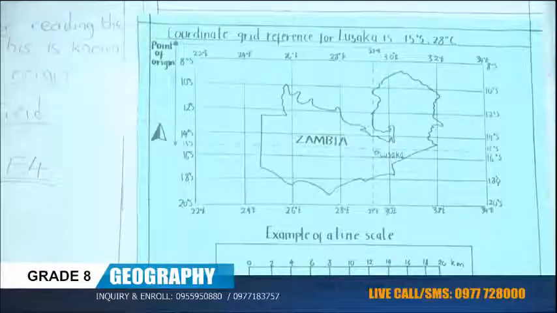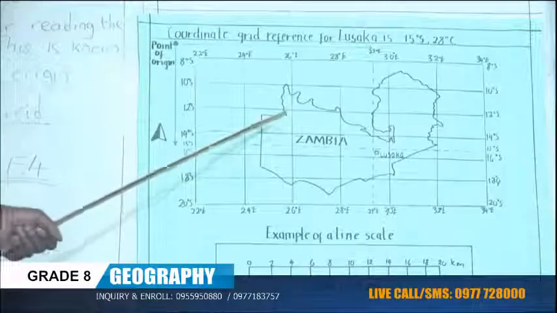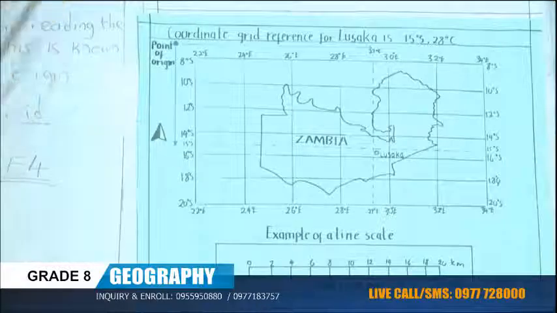Geographic coordinate grid. I'm using capital letters so that all of you learners can fully see how things are written and what I'm explaining. Yes, geographic coordinate grid. Now, this one caters for the whole entire world. Let us go to Lusaka, but the map of Zambia must not be ignored.